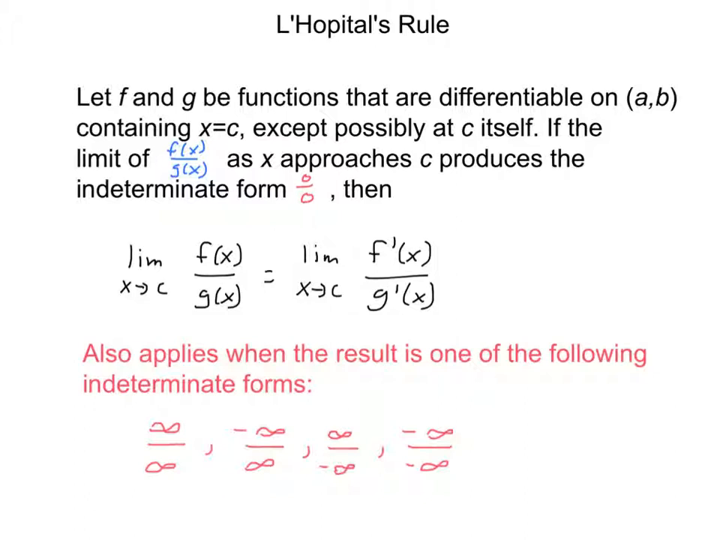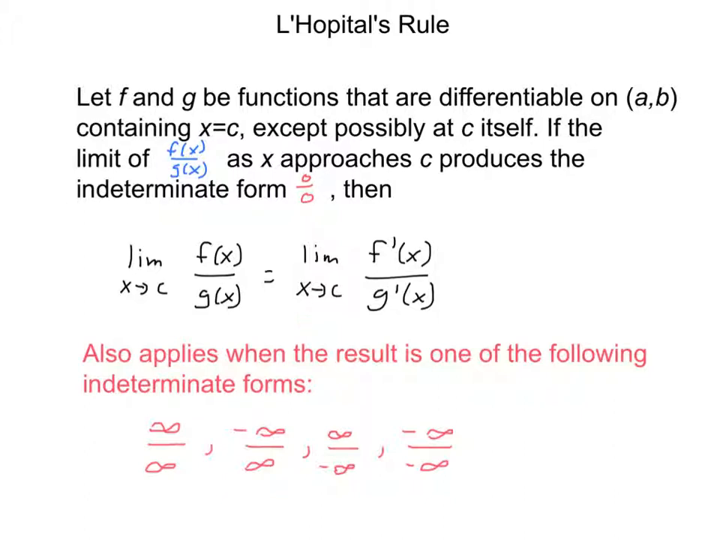Now let's formally state L'Hopital's rule. We're going to let f and g be functions that are differentiable on the open interval from a to b, and that interval does contain x equals c, except possibly at c itself, so it might not be differentiable there. If the limit of f of x over g of x as x approaches c produces the indeterminate form 0 over 0, then the limit as x approaches c of f of x over g of x is equal to the limit as x approaches c of f prime of x over g prime of x.